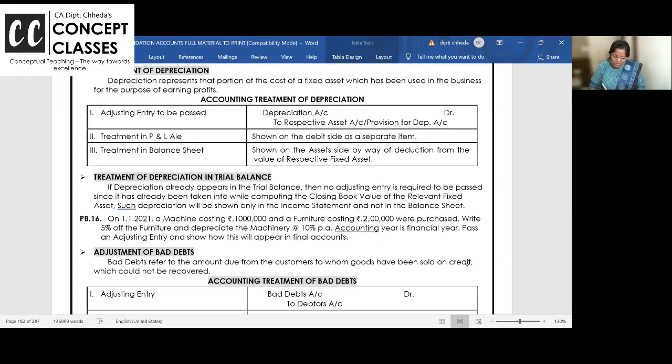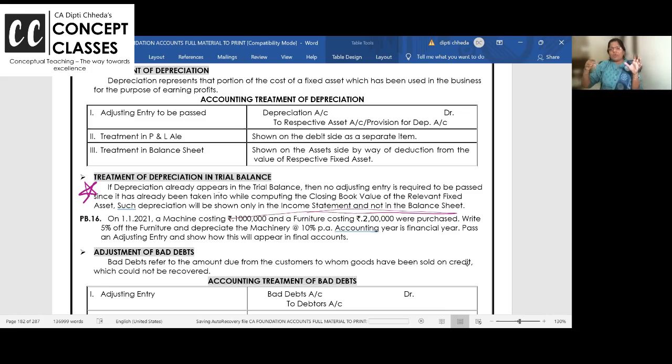If depreciation, this is like the superb adjustment I did yesterday in branch accounting in inter class. If depreciation is given in the trial balance, still students from inter level get confused. P&L में डेबिट करो depreciation, asset. अरे but depreciation is given in trial balance. Means depreciation to asset, this entry is already passed. Depreciation entry is already passed. Such depreciation will be shown only in the income statement and not in the balance sheet.